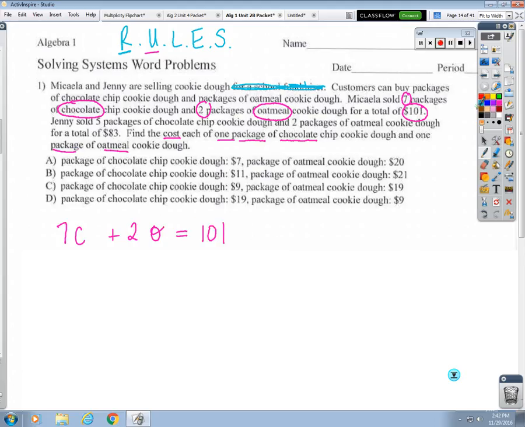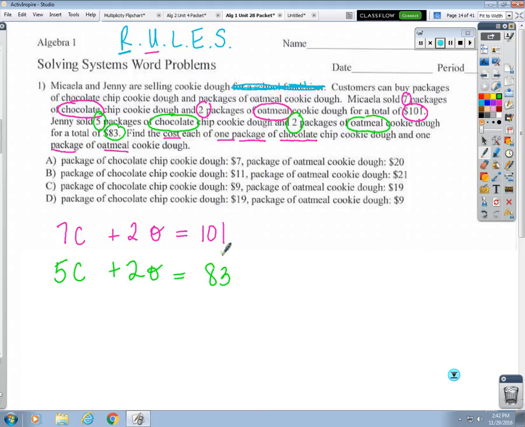Now we need to worry about what Jenny did. What's her important information? 5 packages of chocolate chip. So 5C, she did 5 packages of chocolate chip plus 2 oatmeal for a total of 83. So now from those words, haven't we created a system of equations? Now we just have to solve it, which you should be getting good at by now. Is there anything that will eliminate right away?